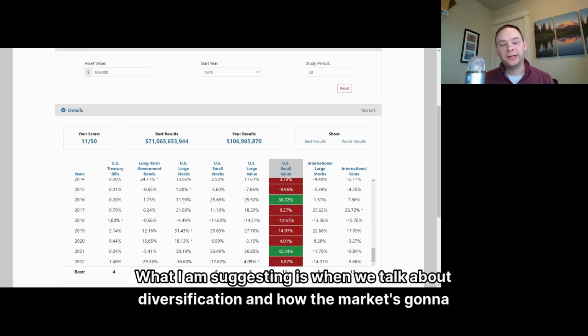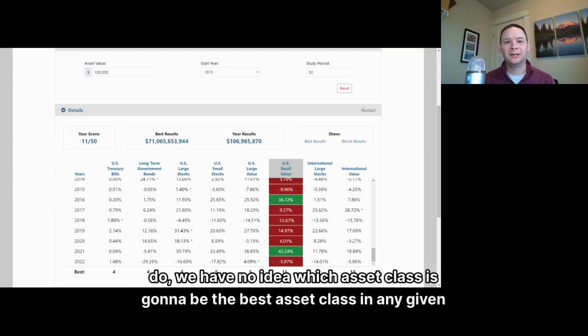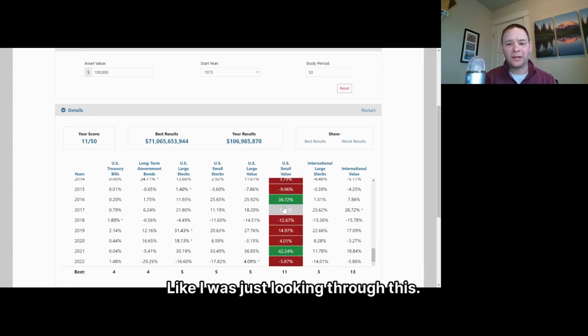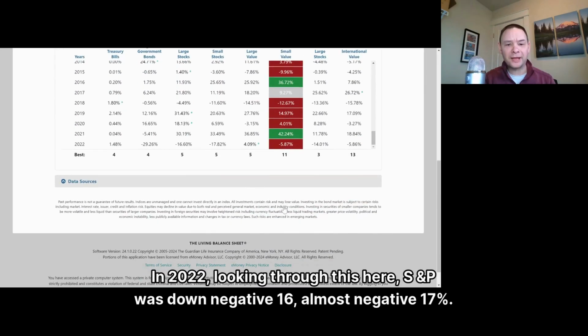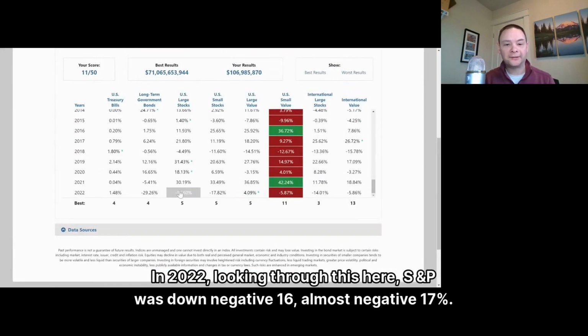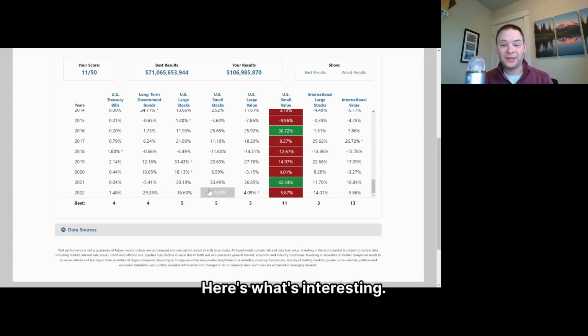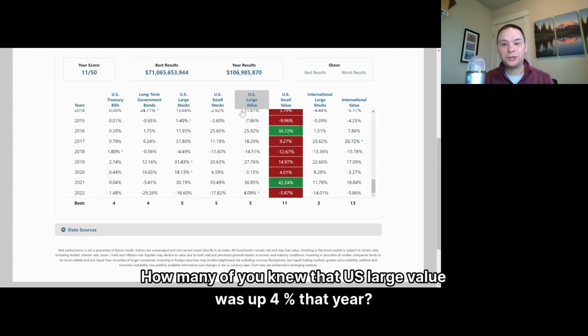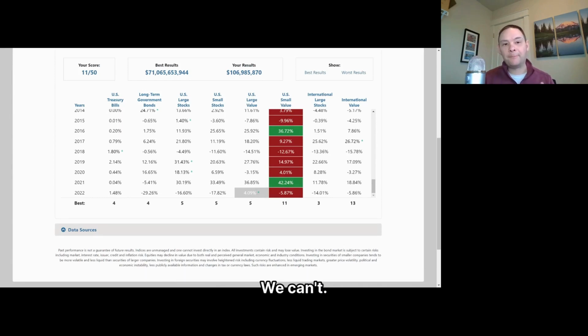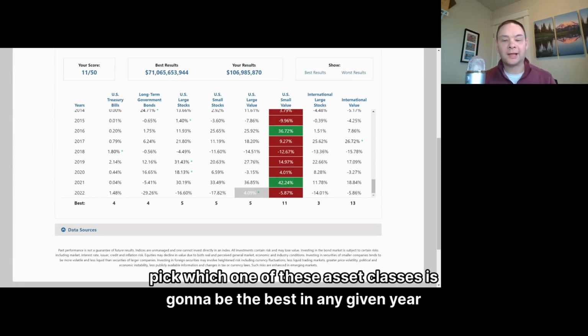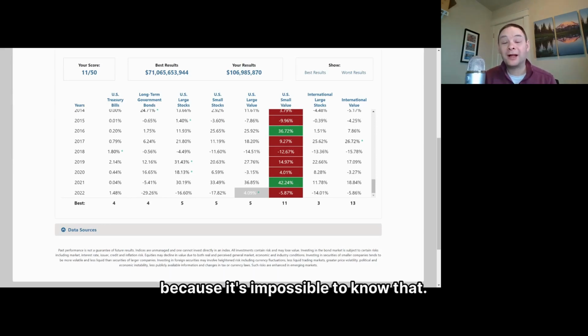What I am suggesting is when we talk about diversification and how the market's going to do, we have no idea which asset class is going to be the best asset class in any given year. Like I was just looking through this. In 2022, S&P was down 16, almost 17%. Long-term government bonds was almost down 30%. Here's what's interesting. How many of you knew that U.S. large value was up 4% that year? Right? We can't pick which one of these asset classes is going to be the best in any given year because it's impossible to know that.